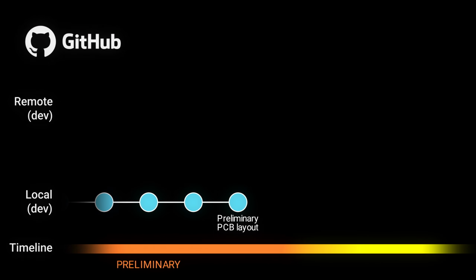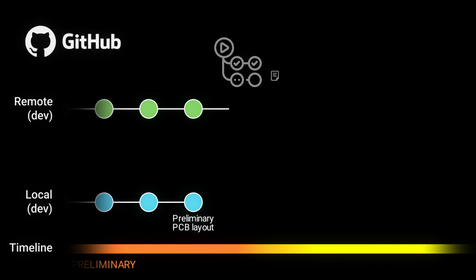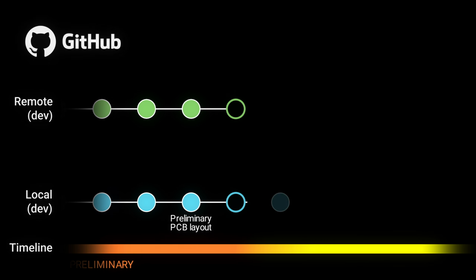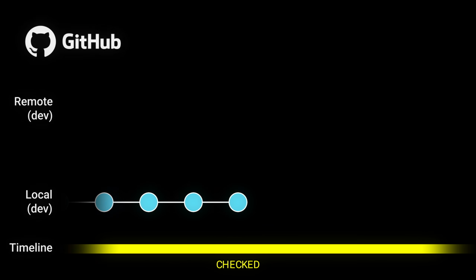This phase generates additional outputs such as Gerber files and manufacturing documents. As always, we push the changes to the remote repository and pull the updated files back locally after the workflow completes. As the project nears completion, we transition to the checked phase.